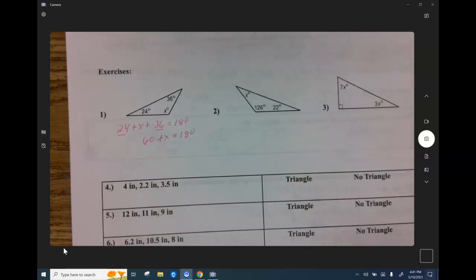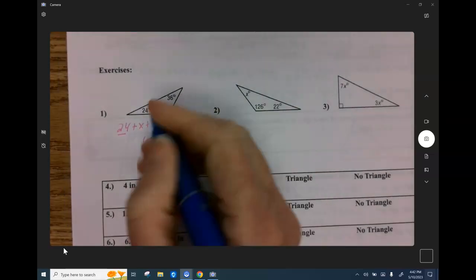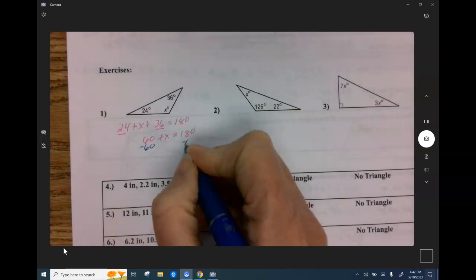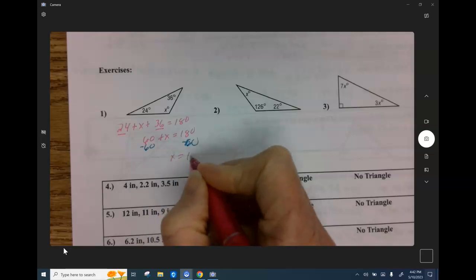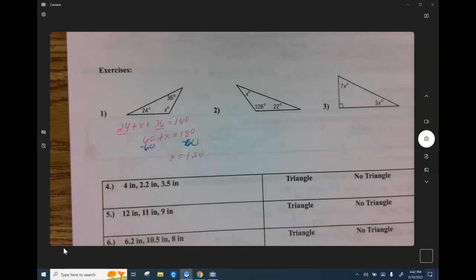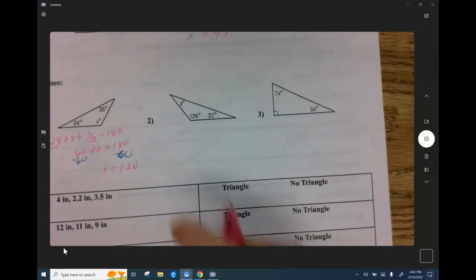Now I want to get x by itself, so I'm going to remove the 60 by subtracting 60 from both sides. And we get x is equal to 120, right? Yeah, that's how much I doubt mine. I can't even, yes, 120 degrees. Good. Here we go again.